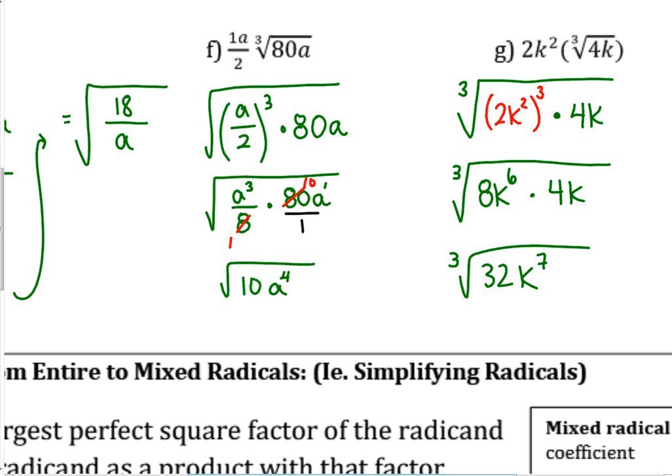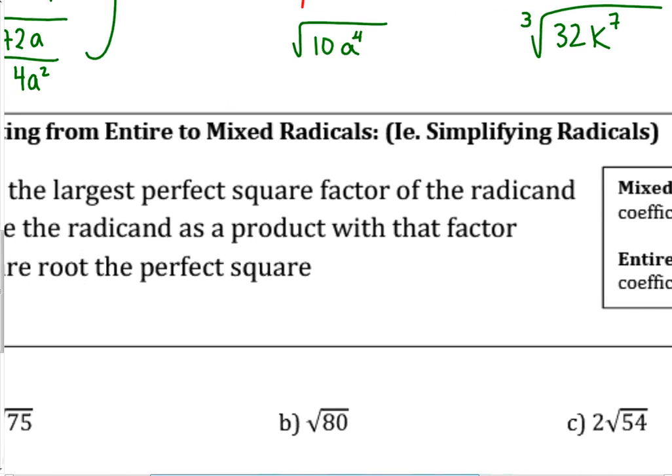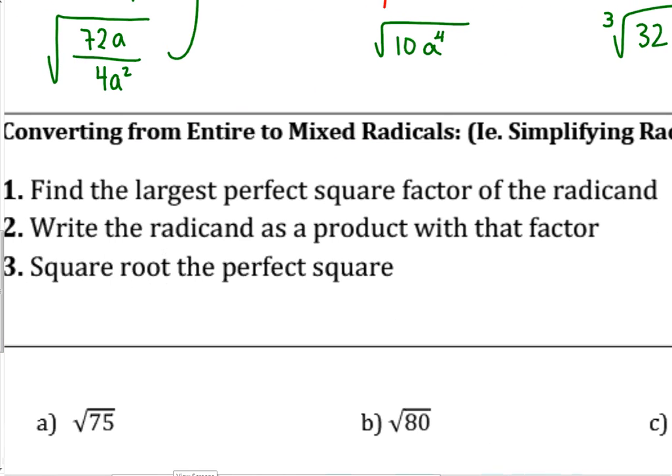So that's the easy part. Making entire radicals is easy because you don't really have to think too much. You don't have to break anything down or find products. You just have to raise it to the power of the index and then multiply it by the radicand, what's already inside. Pretty simple. So we're going to spend a little bit more time today on simplifying radicals. So making an entire into a mixed. This is simplified form.